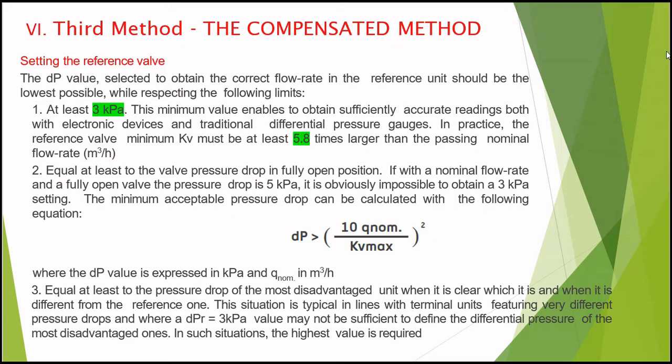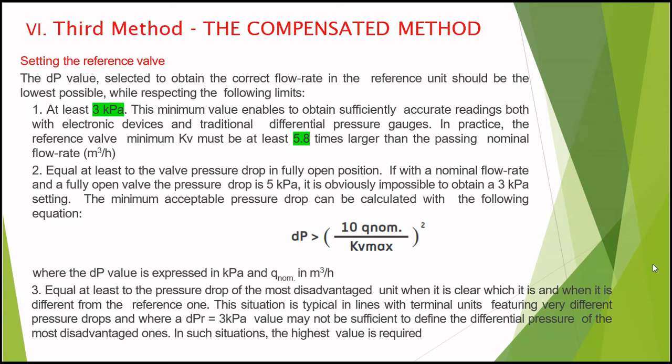If with nominal flow rate and a fully open valve, the pressure drop is 5 kPa, it is obviously impossible to obtain a 3 kPa setting. The minimum acceptable pressure drop can be calculated with the following equation: dP greater than 10 Q nominal divided by kV maximum squared.